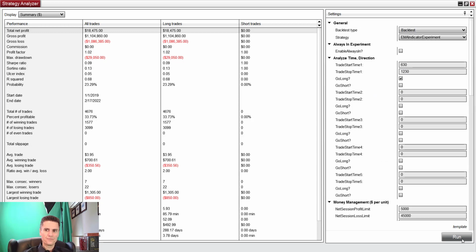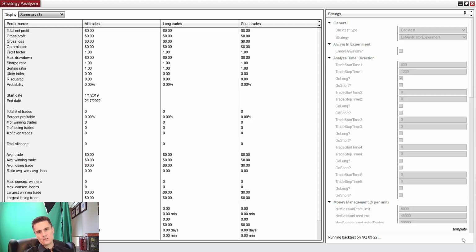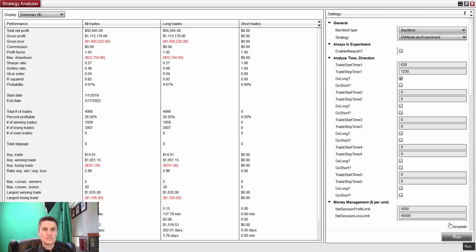Let's run it again, so that we have everything nice and easy to decide upon. But as you can see, using a crossover is not, so far, in my opinion, what it's cracked out to be. Okay, so that is something that we have to consider when we're trading. Do I use a crossover in my strategy? No, I do not. So here we go, 56,945.